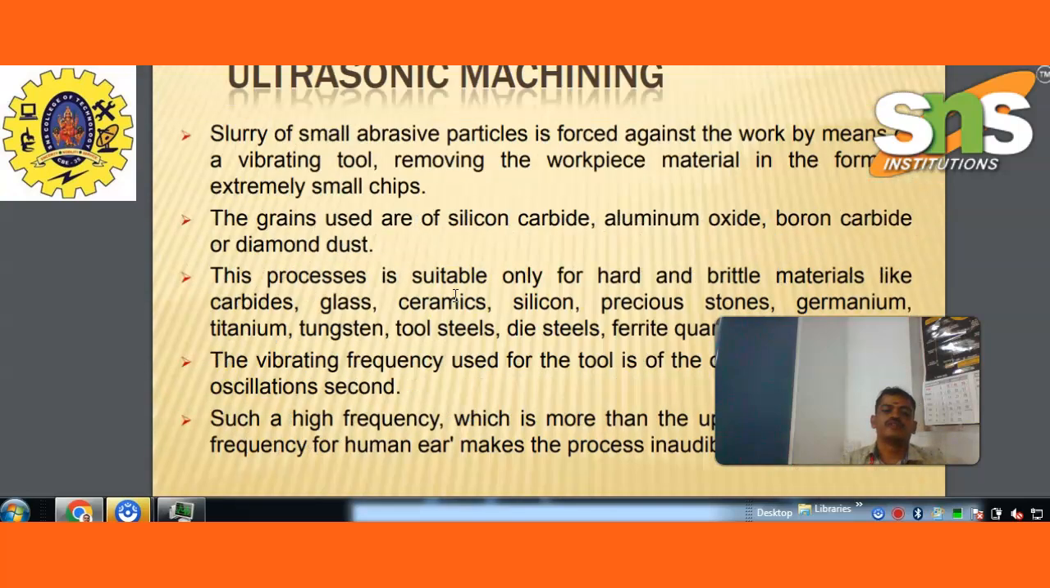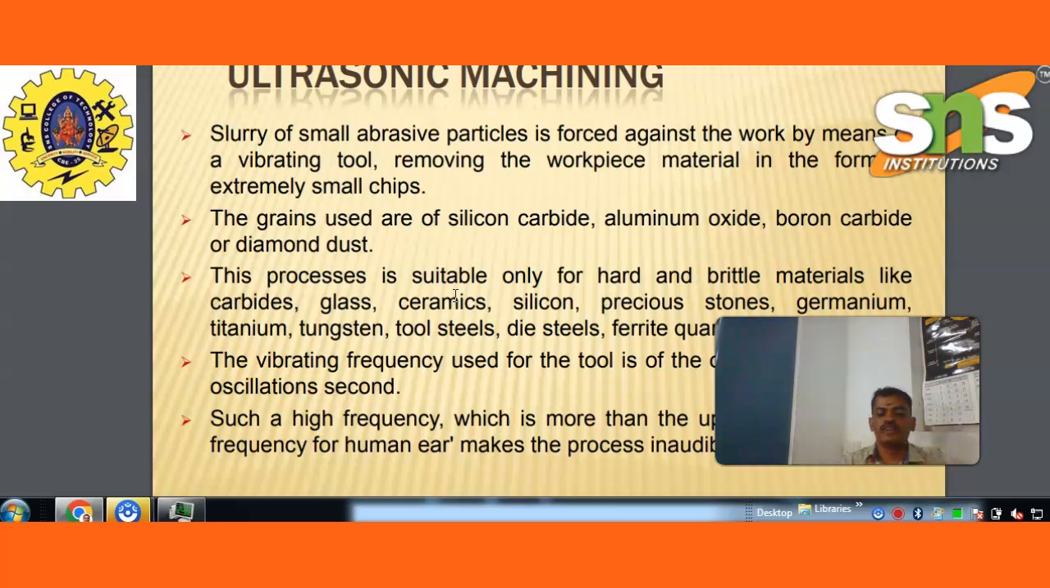A slurry of small abrasive particles is forced against the work by means of the vibrating tool, removing the workpiece material in the form of extremely small chips. The grains used are silicon carbide, aluminum oxide, boron carbide, or diamond dust. This process is suitable only for hard and brittle materials like carbide, glass, ceramics, silicon, precious stones, germanium, titanium, tungsten, steels, ferrites, quartz, etc.